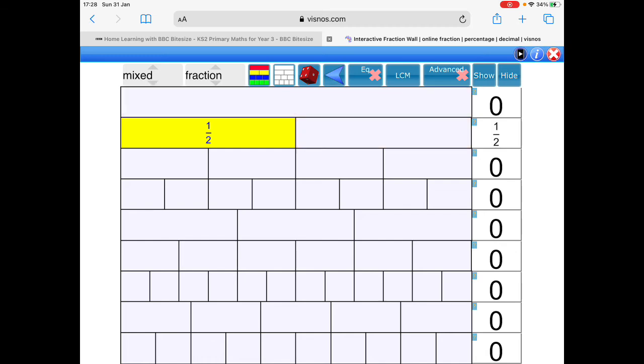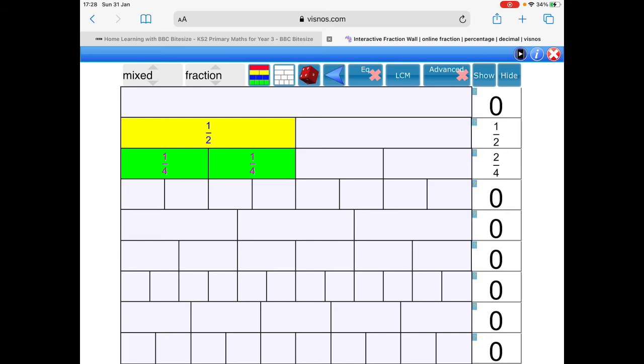Let's try and think what fractions are equal to 1 half. Is 1 quarter the same size as 1 half? No, it's smaller, isn't it? Is 2 quarters the same size as 1 half? The answer is yes. You can see that 2 of those quarters are equal to 1 half. So 1 half and 2 quarters are equivalent fractions.